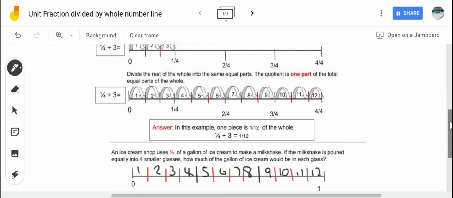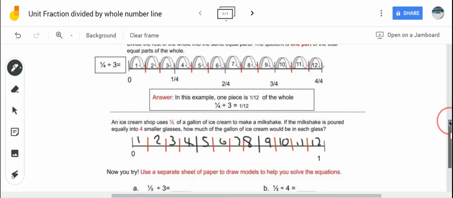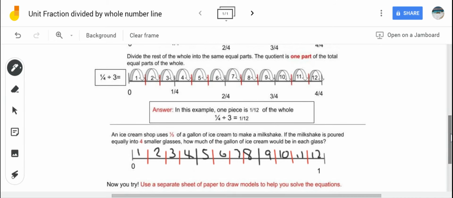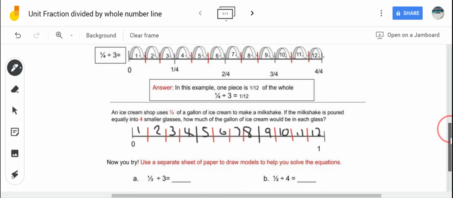And so I know that the quotient is 1 part of the total equal parts of the whole. So my answer to this would be 1/12.